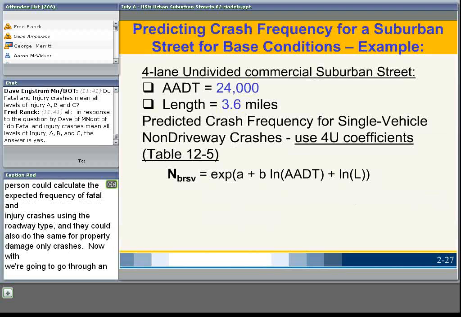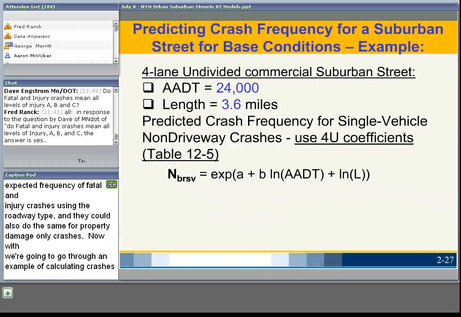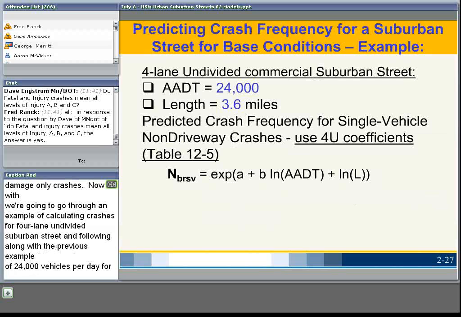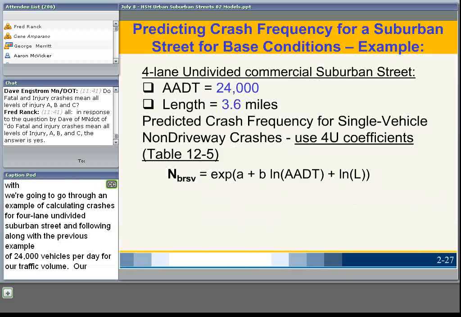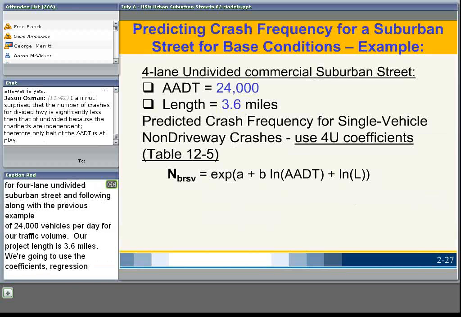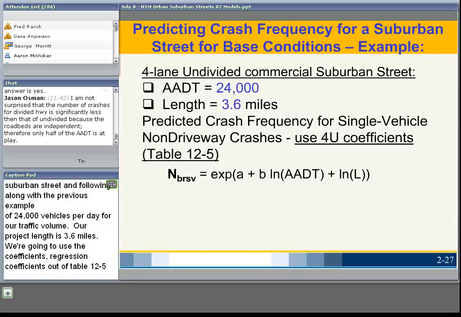This is a view of the entire table, where if you wanted to, a person could calculate the expected frequency of fatal and injury crashes using the appropriate A and B coefficients based on the roadway type, and they could also do the same for property damage only crashes.